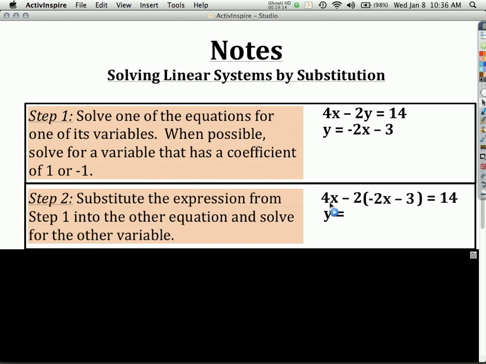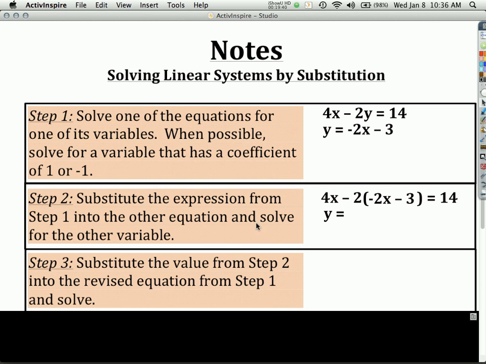How many variables are now in the top equation? Ania? How many different variables are now in the top equation? There's only one variable. And so when there's one variable, now we can solve it. So now we solve for x.